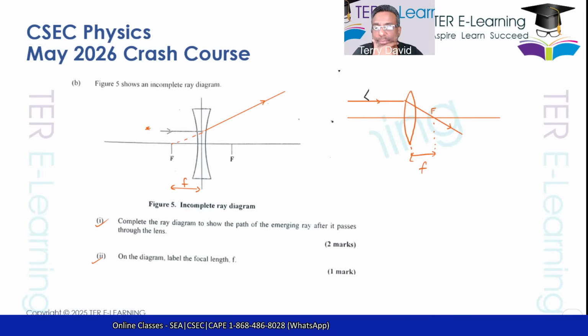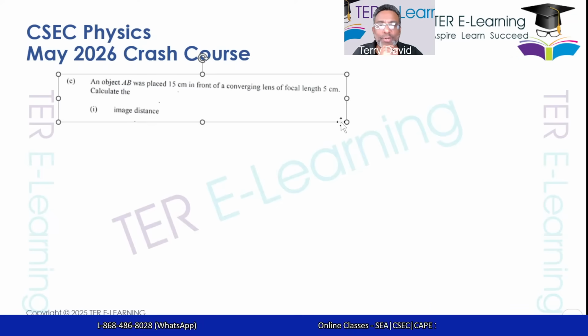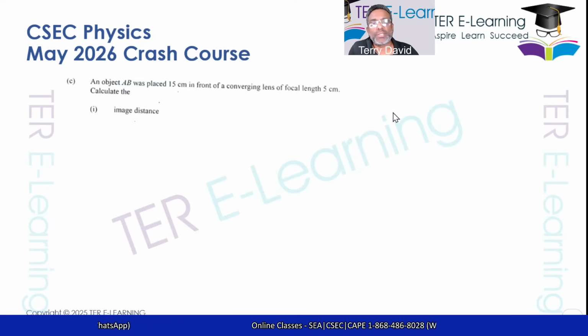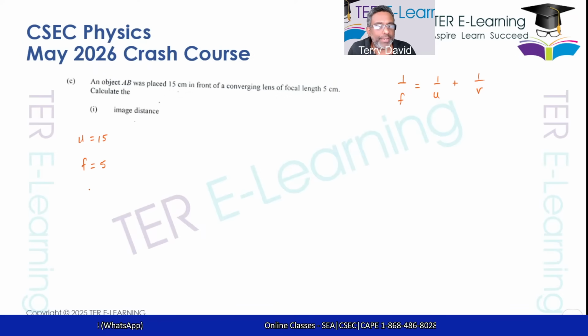All right, this next one here, we're going to use the lens formula. So we have an object AB placed 15 cm in front of a lens. First of all, your lens formula looks like this: 1 over F is 1 over U plus 1 over V. That's our lens equation or lens formula. So first of all, what do we know? The object is 15 cm in front of the lens, so U is equal to 15. That's your object distance. The focal length is 5, so F is equal to 5 cm. And we want to get the image distance, so we're trying to calculate V, we don't know what that is.